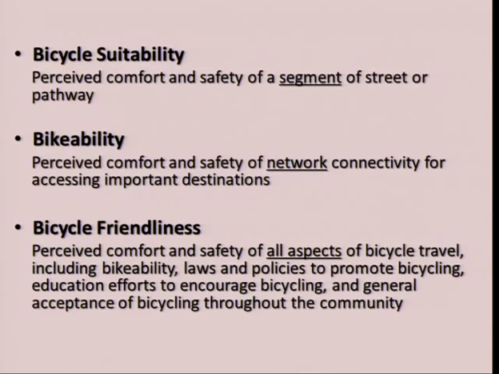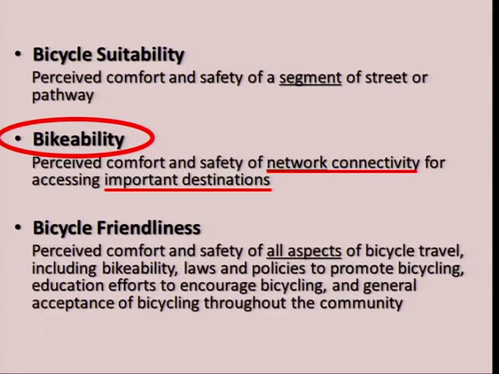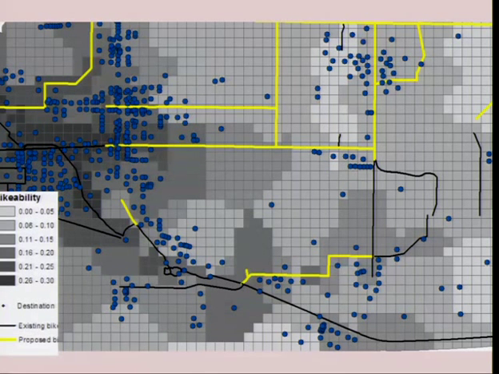Okay, so this next tool, again, is going to focus on bikeability. The idea here is that it's not just the segments, but the whole network, and how they connect destinations. Can you get to important destinations with good bicycle level of service? And so here's what the output will look like. I'll show the tool running. I'll run the tool in a second.